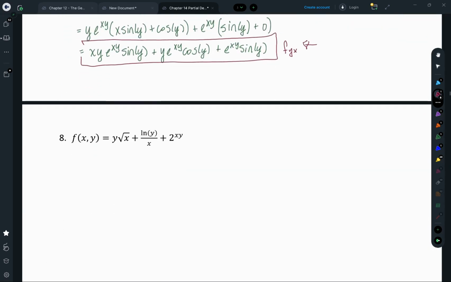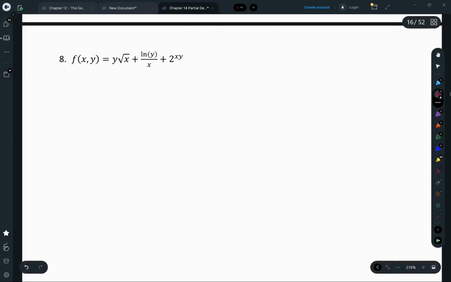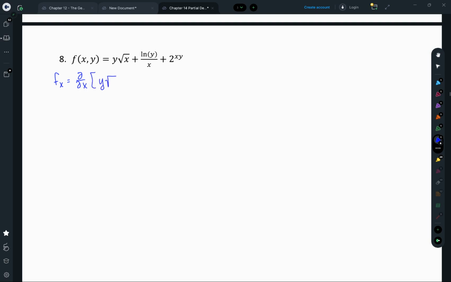In this one, we have f of xy is equal to y times the square root of x plus ln of y over x plus 2 raised to the xy. And again, I'm going to be finding all 4 of my second partial derivatives. So again, I have to start out with my first partial derivatives. I need f sub x. That means I will be finding del x of y square root of x plus ln of y over x plus 2 to the xy.